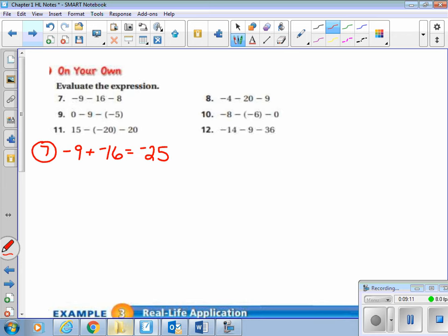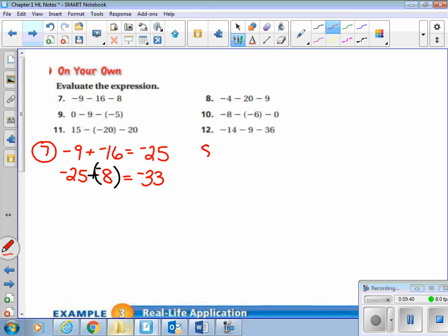I then have negative 25 minus 8. I'm going to switch colors to show keep, change, opposite. These are my keep, change, and the opposite of 8 would be a negative 8, which you could put in parentheses if you need to. So you now have negative 25 plus negative 8. Your signs are the same. You're going to add them and keep those signs, which would give you negative 33.